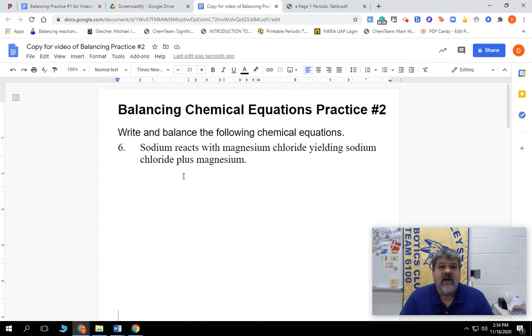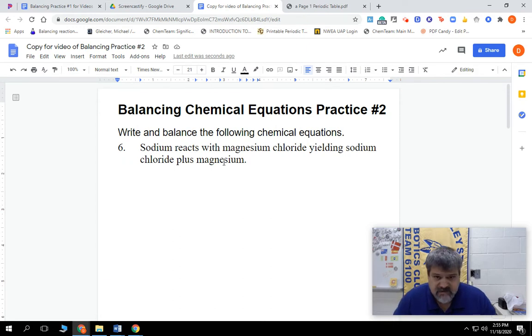We're going to do balancing chemical equations, practice sheet number 2, problem number 6. This is a word one, so we have to write out the skeletal equation. Then we have to go ahead and balance that skeletal equation. So we're going to start off by looking at sodium reacts with magnesium chloride, yielding sodium chloride and magnesium.